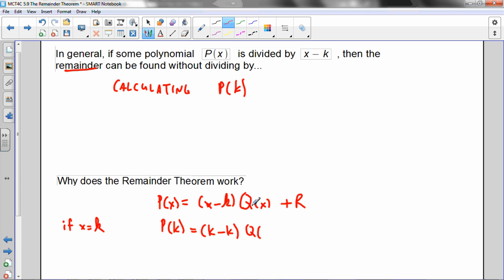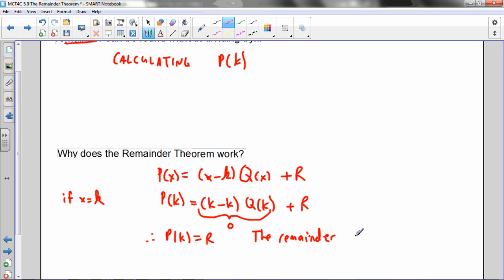And I don't know what q is at all, but I'm going to substitute x equals k into it, and then the remainder tags along at the end. Well, what happens is this k minus k gets wiped out, right? All of this stuff gets wiped out as 0. So therefore, p at k equals r. The remainder is p at k when x minus k is divided into p at x. This is the remainder theorem.